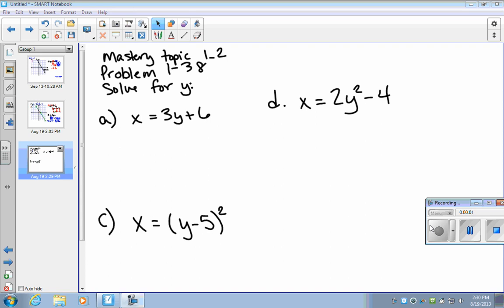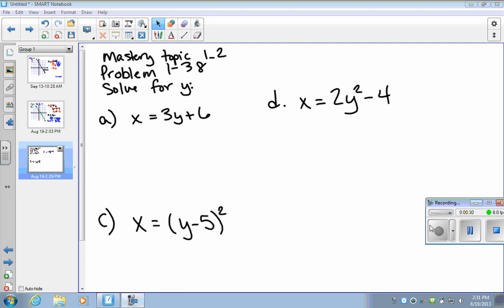Okay, this is chapter 1. We're still in the mastery topics for the first mid-quarter test. And right now I'm looking at a mastery topic that's listed under chapter 1, although it should probably be listed under mid-quarter 1. And it's topic number 2. I'm just looking at problem 138 in your textbook, which is on about page 20. And I'm just going to do a few of these from that page.